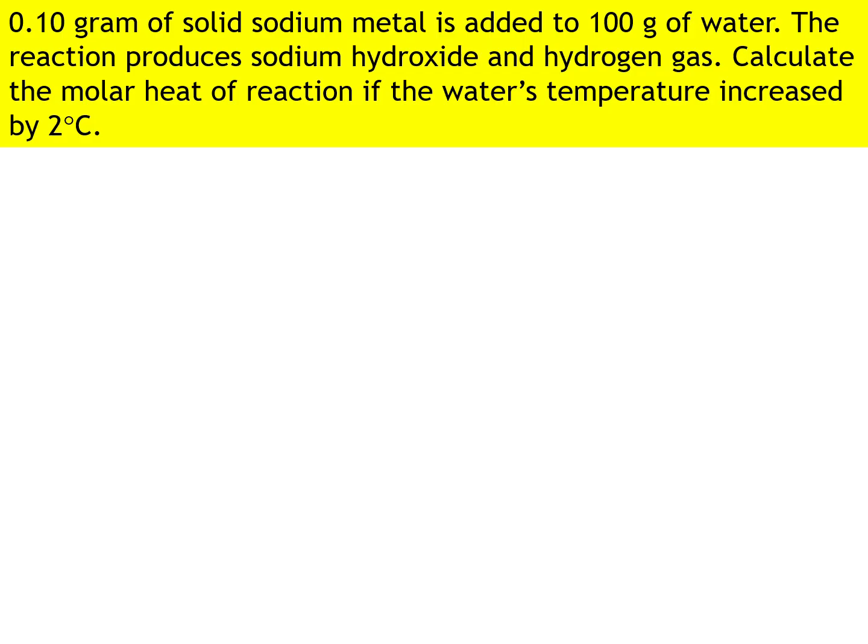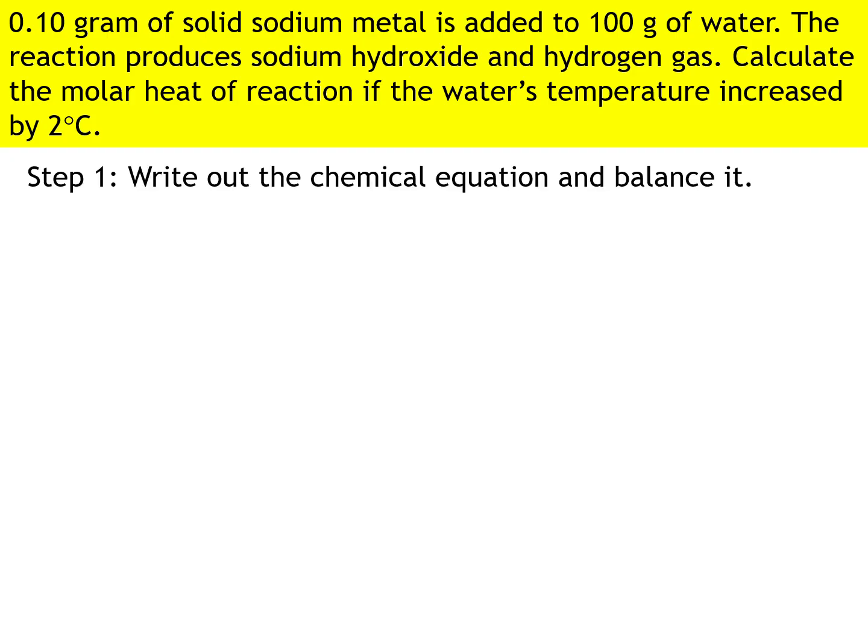So here's an example of that one. We're only going to use 1/10 of a gram, and we're going to look at what the heat of reaction actually is for this. So we have 0.1 gram of sodium metal added to 100 grams of water. The reaction produces sodium hydroxide and hydrogen gas, as we saw. Calculate the molar heat of reaction if the water's temperature increased by 2 degrees C.